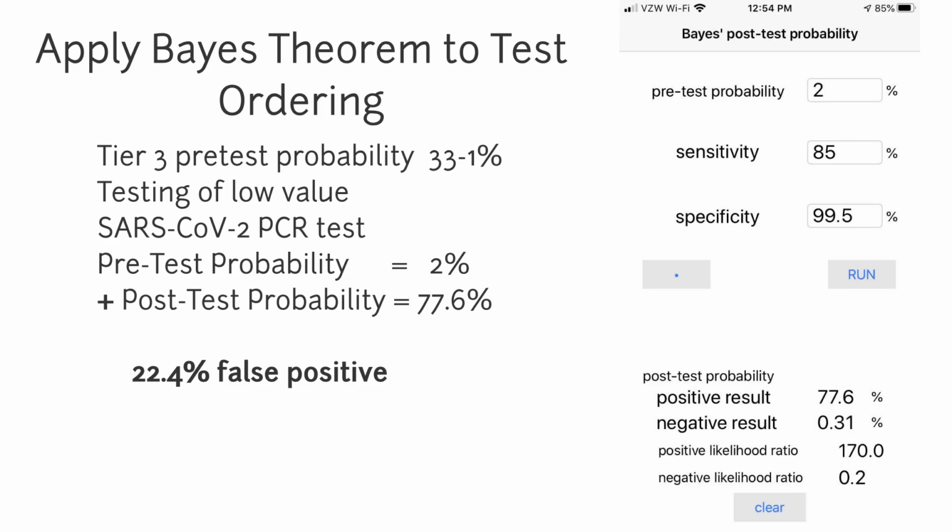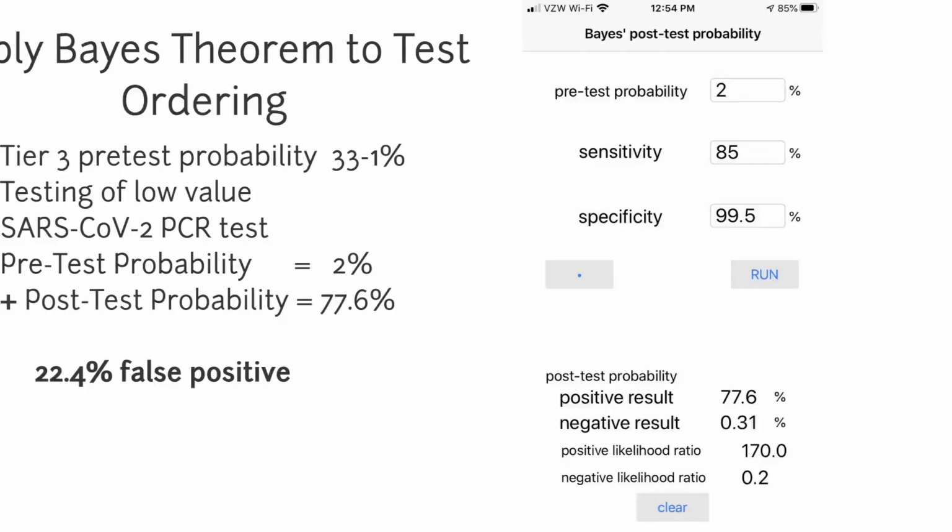A positive test under these conditions would only represent a true positive 77% of the time. In other words, 23% of positive tests would represent false positives, and these individuals would be isolated unnecessarily and would require additional unnecessary and labor-intensive contact tracing. How can we improve the value of this test?